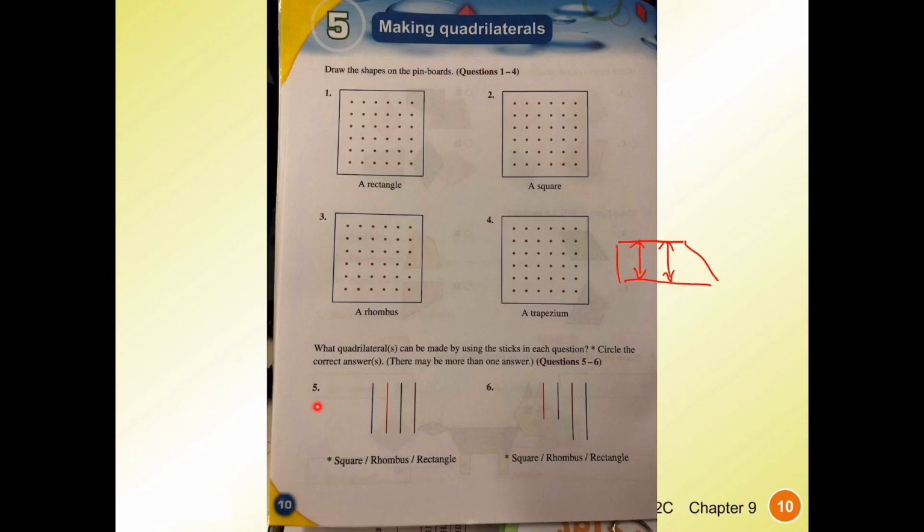And then for question 5 and 6, what quadrilaterals can be made by using the sticks in each question? Circle the correct answers. So here we have 4 different sticks of the same length. So that means it can't be a rectangle, because for a rectangle there are 2 pairs of equal opposite sides, but among the 2 pairs, the lengths are not the same. And for question 6, notice here, it cannot be a square because we do not have 4 equal sides. So I'll leave this for you to figure out.